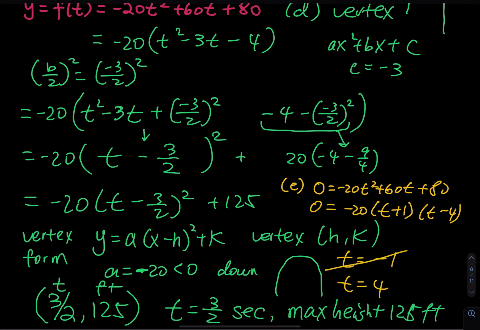Of course, t cannot be equal to negative 1. We are talking about time. Time cannot be negative. So that tells me 4 seconds later, the ball will hit the ground. It takes 4 seconds for the ball to hit the ground.